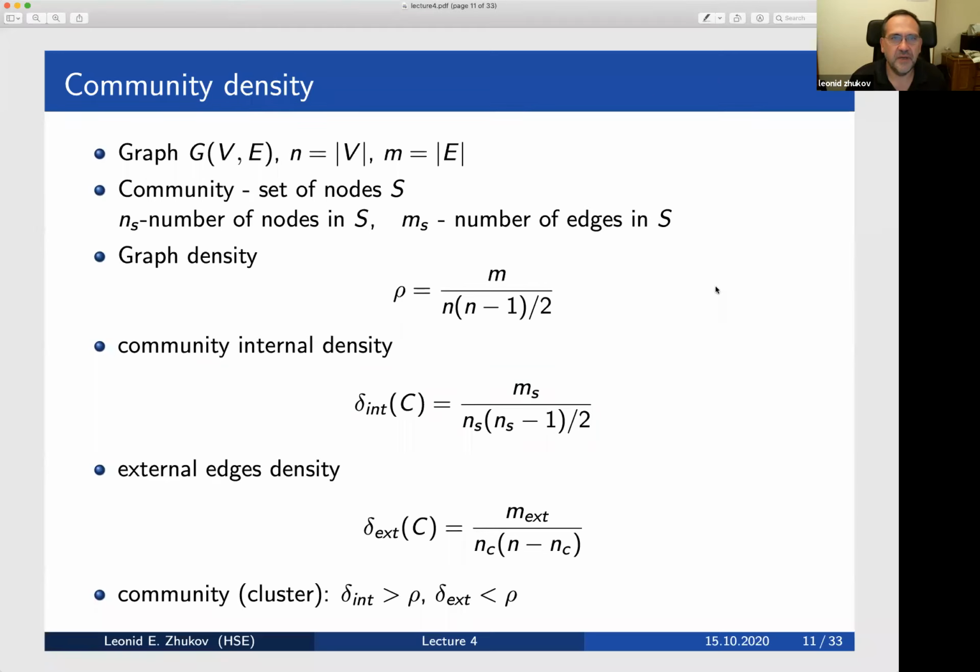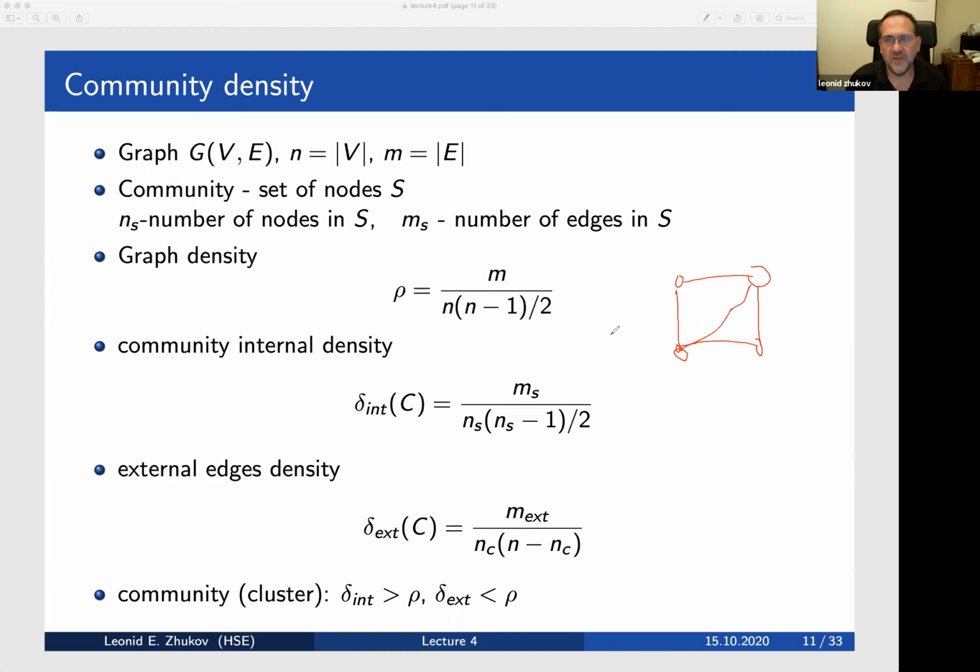So if we take, as I said, a graph like this, with 4 nodes, we can have 6 edges maximum, and right now 5 are present, so the density will be 5/6, right? So that's graph density. We can calculate the community internal density, and that's what I just calculated here.